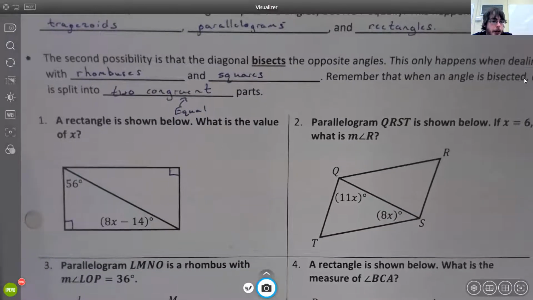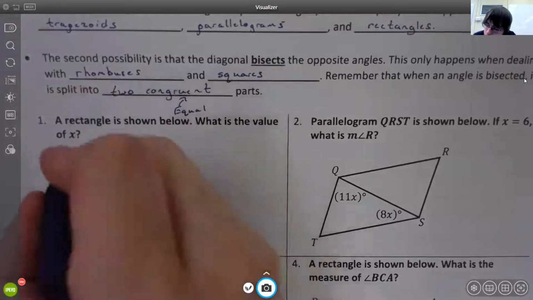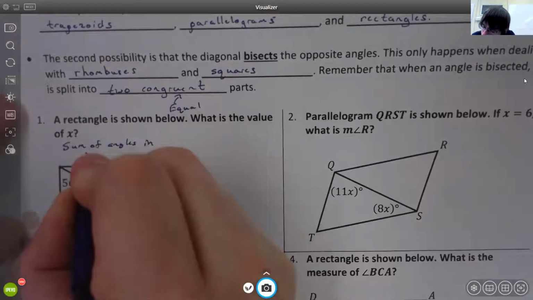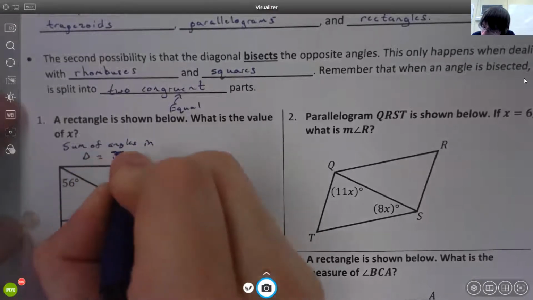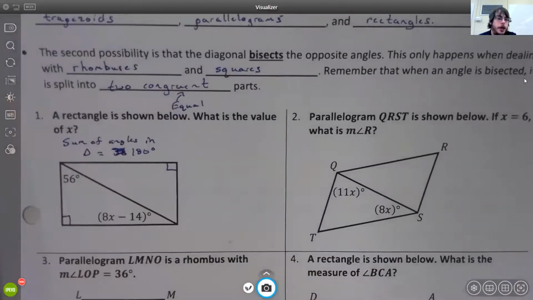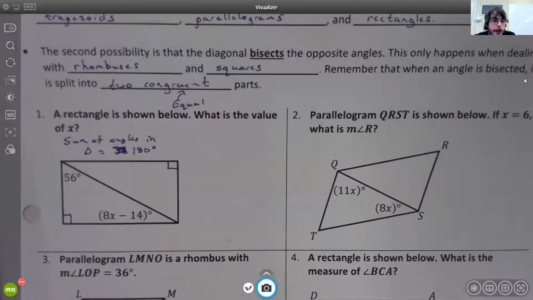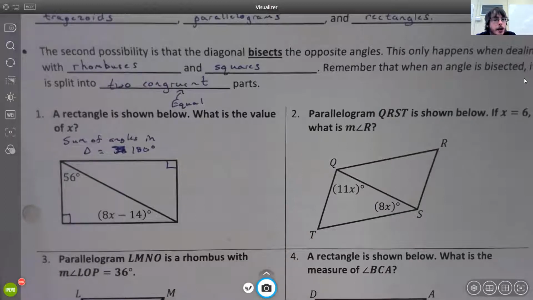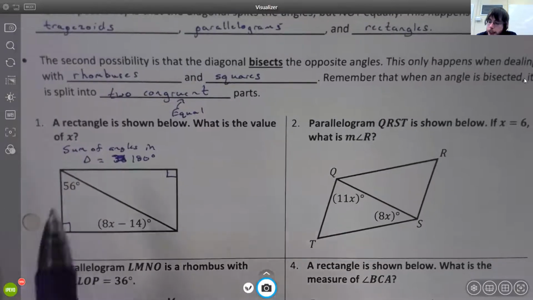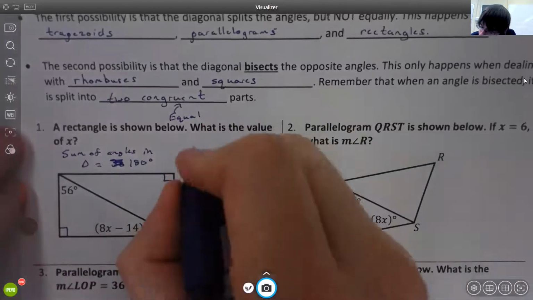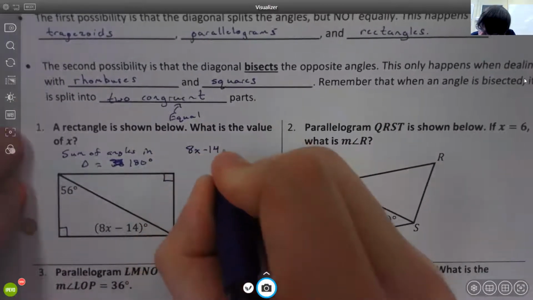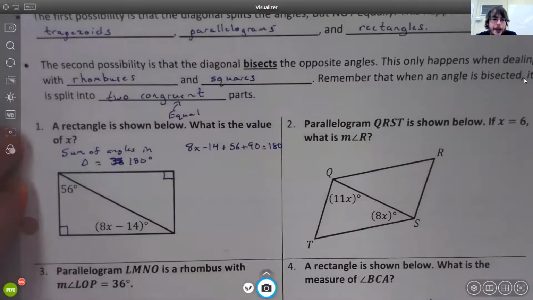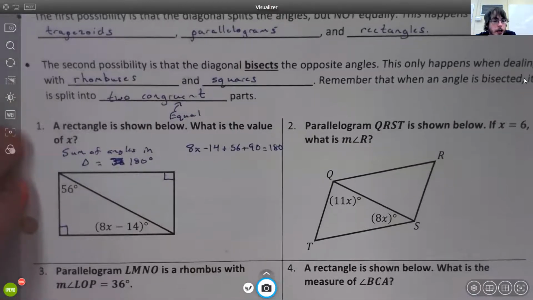And if you remember, the sum of the angles in a triangle is equal to 180 degrees. Okay, so the sum of the angles in a triangle equal 180 degrees. So since 56, the right angle, and 8x minus 14 are all in the same triangle, we can add all three of those together. 8x minus 14 plus 56 plus 90, and set it equal to 180 degrees. And then we just solve our problem.